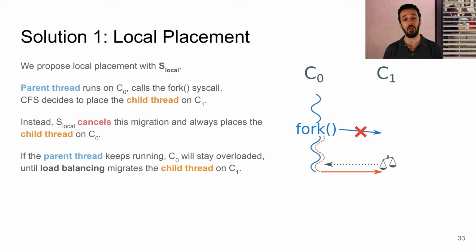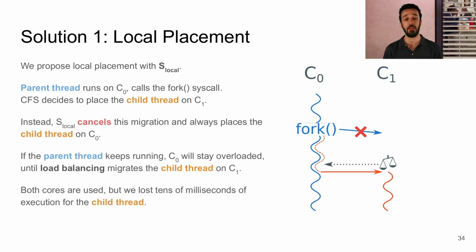C1 will therefore steal one thread from C0. Both cores are now used and the situation is solved. The problem, however, is the duration of this period of imbalance between C0 and C1. This situation can go unchanged for tens of milliseconds in CFS. In this case, this means that the child thread could stay on C0 for tens of milliseconds before being migrated to C1 and being able to run. This strategy solves frequency inversion, but heavily relies on the balancing mechanisms of CFS to work.